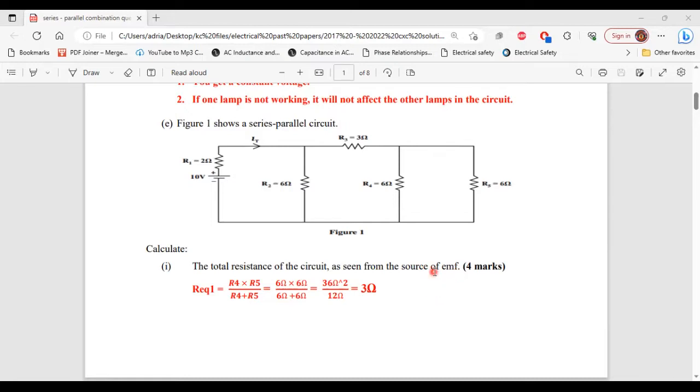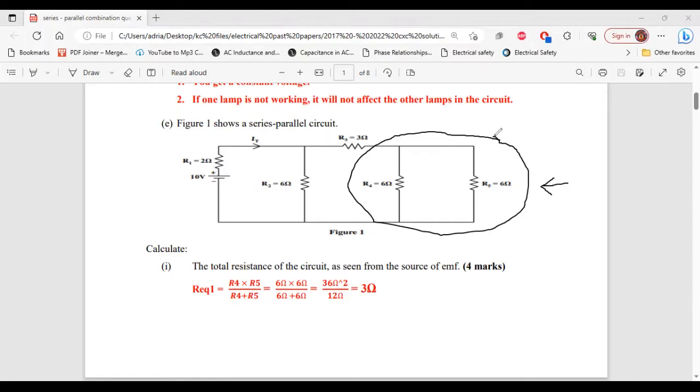All right, so when dealing with combination circuits, I always say to my students, analyze the circuit from right to left. So you're looking at the circuit from right to left and identifying how the first set of resistors are connected. When looking at this circuit from right to left, we realize that these two resistors here, R4 and R5, are connected in parallel.